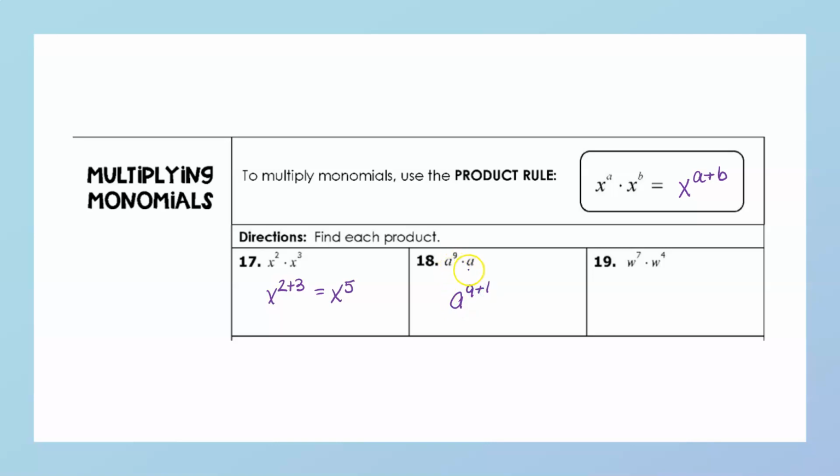So the a to the 9th times a will be a to the 9 plus 1 power, or a to the 10th. If there's no exponent there, it's 1. So 19 is w to the 7 plus 4 power, which is w to the 11th, like this.